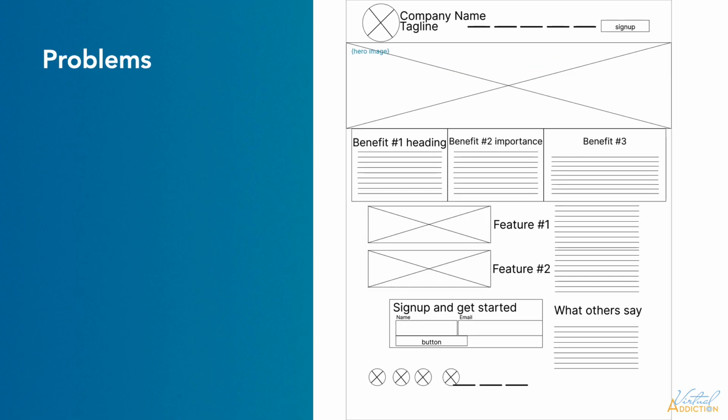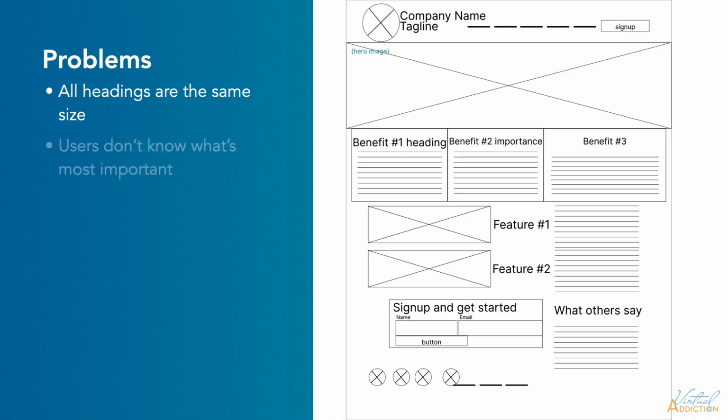Here's our original example wireframe. Let's break down what's going wrong in this version. First of all, headings and visual hierarchy. All of the headings are the same size. There's no clear difference between the page title and section headers. When everything looks equally important, users don't know where to start.